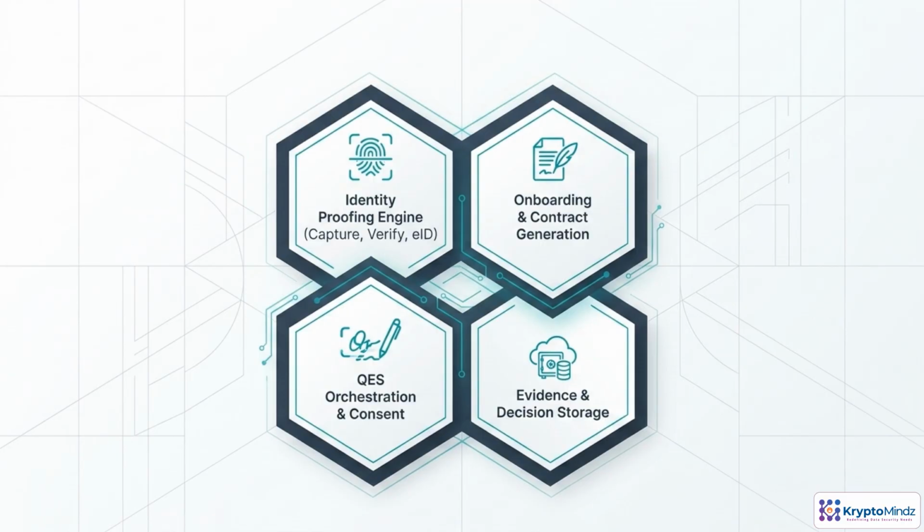Here's the functional backbone of our solution. We start with a strong identity proofing engine. It captures documents and data, runs authenticity and liveness checks, and connects to compliant eID providers. Next, configurable onboarding that tailors flows to each product and automatically generates the right contracts and disclosures. Then, a qualified signing journey with strong authentication and explicit consent. Finally, an evidence layer that stores all logs and supports clear approve, reject, or review decisions.